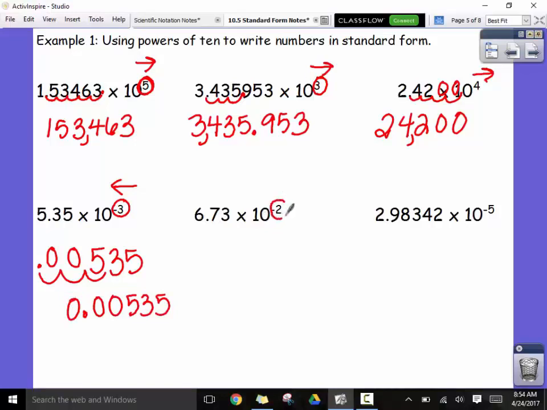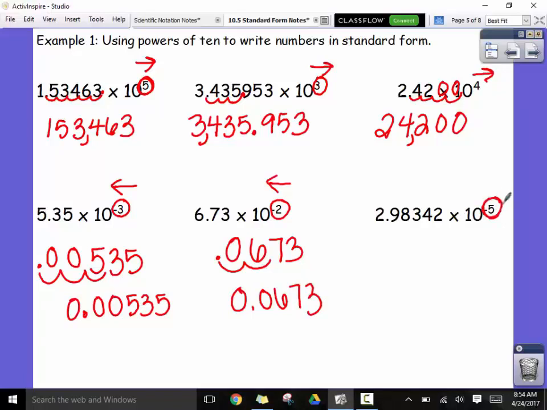6.73 times 10 to the negative second. Move the decimal 2 spots to the left to make a smaller number. So 673, 2 spots to the left. 1, 2. So now I have 0.0673. And last one for the front.